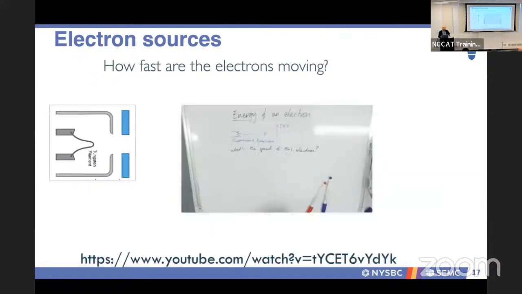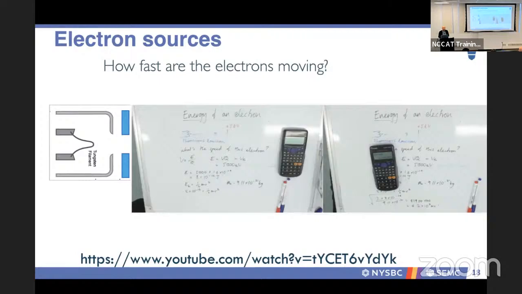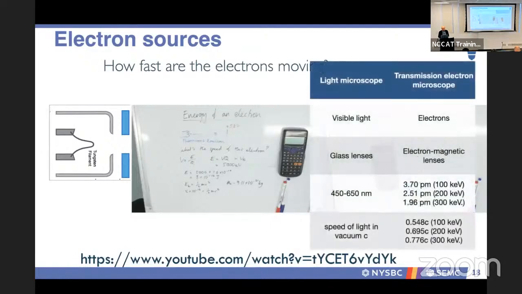There's a good reference if you ever want to calculate how fast an electron is going. You can go to this YouTube link, but they'll go through the math of how fast a 5 keV electron is going. Roughly, it's somewhere on the order of 1/6 to 1/7 the speed of light. But if you think about the common energies that we use, if we are at 100 keV, you're already half the speed of light. If you're at 300 keV, you're over 3/4 of the speed of light. So that's how fast an electron is going once accelerated in the TEM.